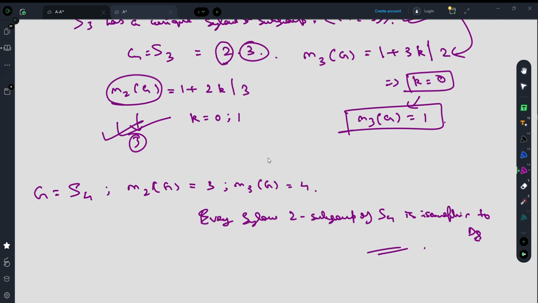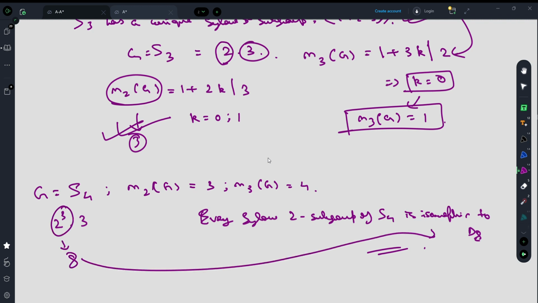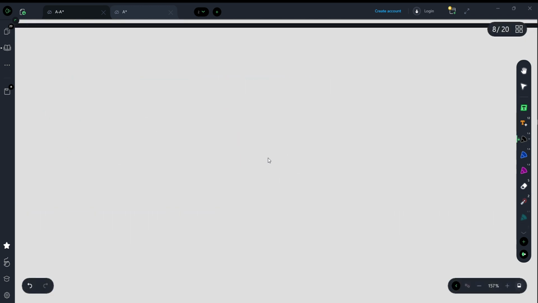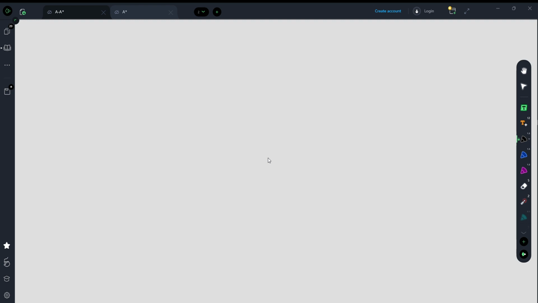Try and verify this out, because observe that what is the order of S4? It's 4 factorial, which is 24. So it's 2 cubed times 3. So the Sylow 2 subgroup will have order 8. The order concept is clear, and hence try and find out an isomorphism from the Sylow 2 subgroup of S4 to D8. Clear?